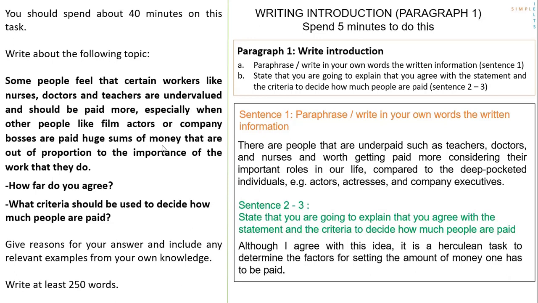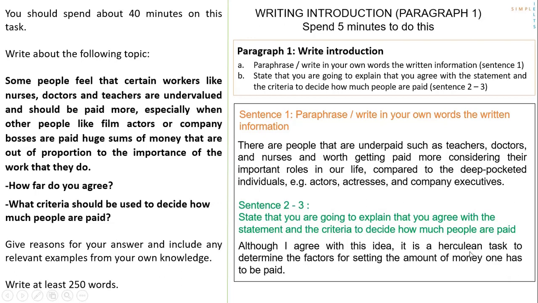Next, state that you are going to explain that you agree with the statement and criteria to decide how much people are paid. So essentially, this part answers these two questions. For example, although I agree with this idea, so that answers the first question. The second one answers the second question.